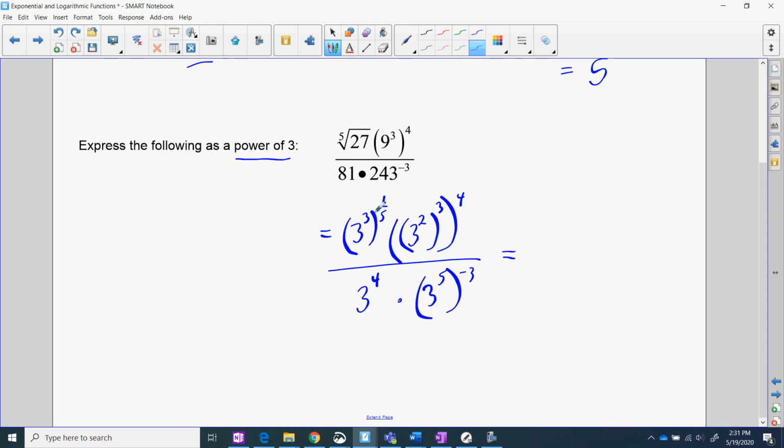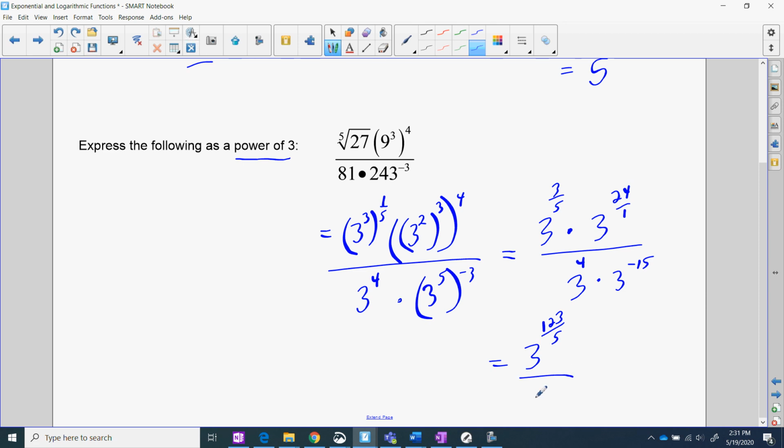All right, let me see what I've got here. So I've got 3 to the 3/5. Multiply that by 3. 2 times 3 is 6, times 4 is 24. Here I've got 3 to the 4 multiplied by 3 to the negative 15. Add exponents. So I'm going to do a bit of fraction work. 24 over 1. I want to be over 5 instead, so I got to multiply the numerator by 5. That's 120. So this would be 3 to the 123 over 5.